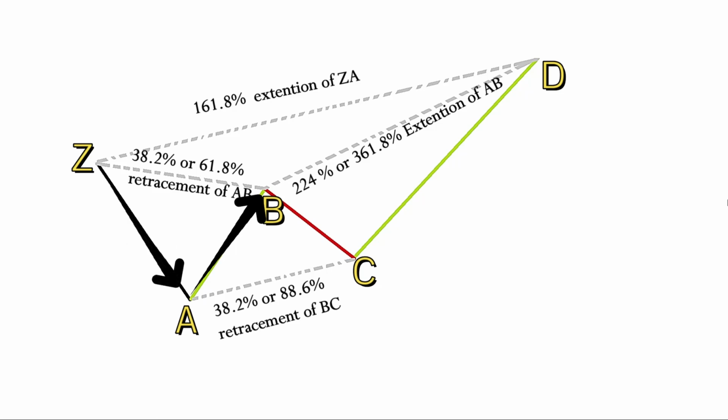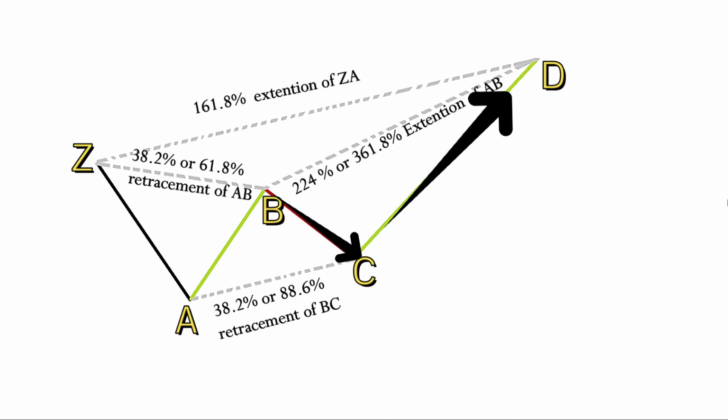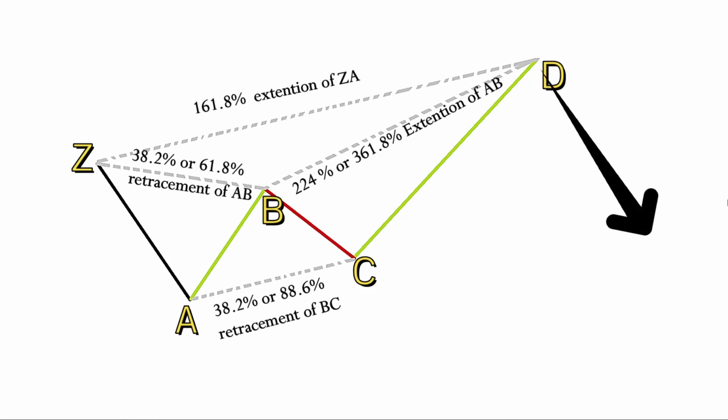This is followed by an extreme projection of BC 2.618, 3.14, 3.618, which identifies a valid area for the completion of the pattern and the potential reversal. A bearish crab will track a dip from point Z to point A, followed by a price rise, a slight fall, and a sharp rise to point D.